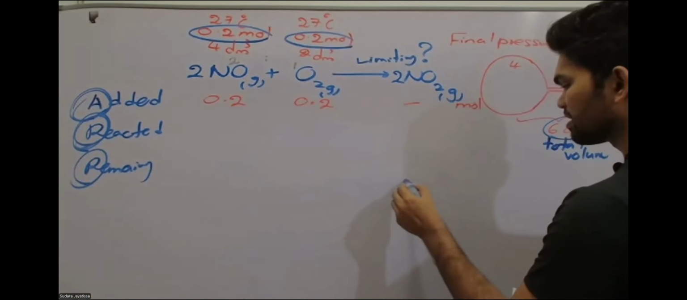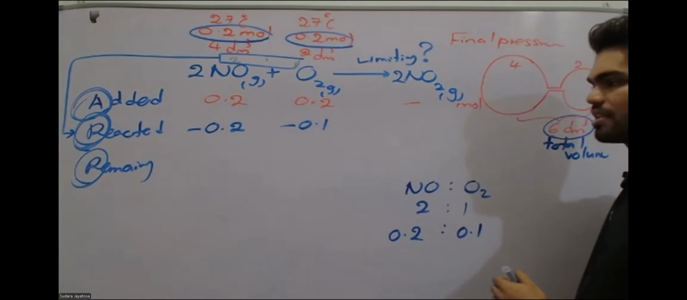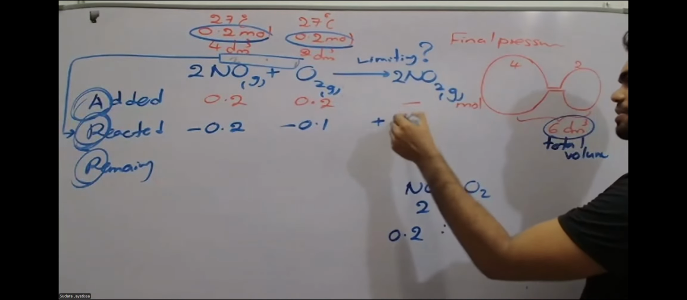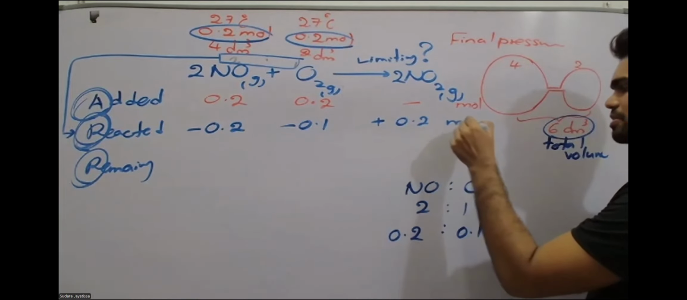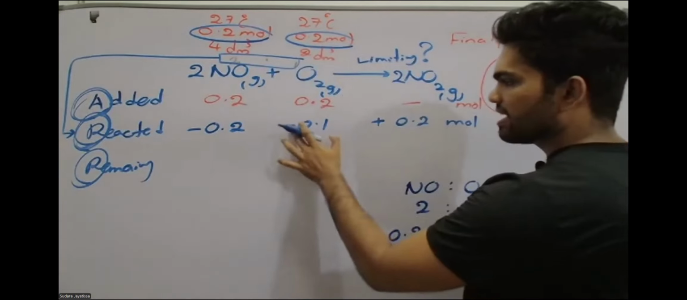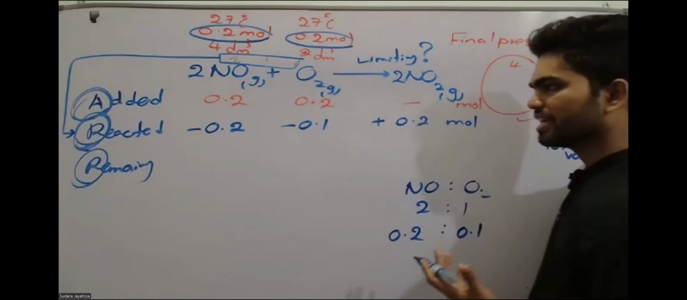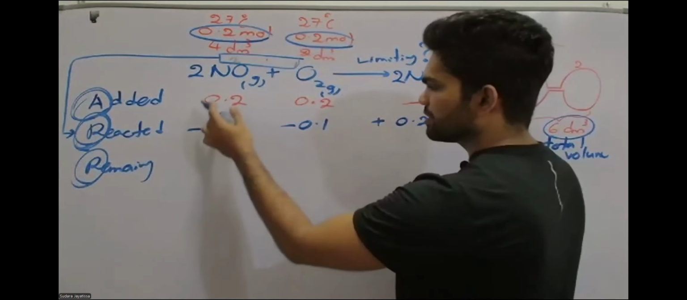Okay, so now the reacted amount will be 0.2 from NO and 0.1 from O2. So when you are writing the reacted column, you are focusing on the stoichiometry ratios. And from this side NO2 0.2 is formed. To indicate that they are formed, we write a plus sign. To indicate that they are consumed, we write the minus sign.